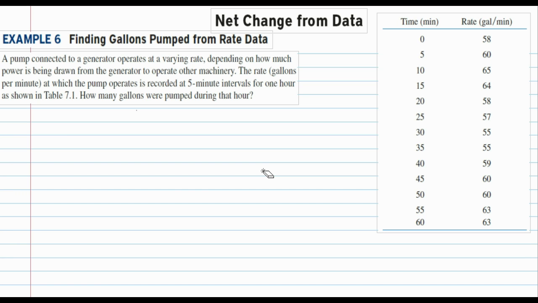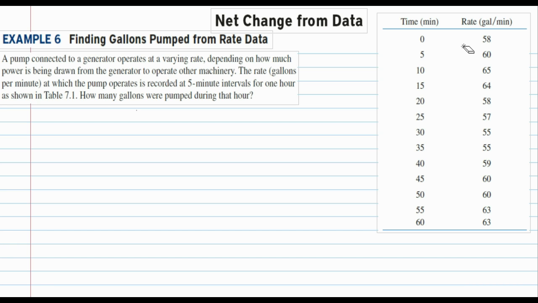So it's not a constant rate of change, depending on how much power is being drawn from the generator to operate other machinery. So if the other machine is turned on, this generator is probably going to pump less. The rate, gallons per minute, at which the pump operates is recorded at 5-minute intervals for 1 hour, shown in this table. We want to know how many gallons were pumped during that hour.